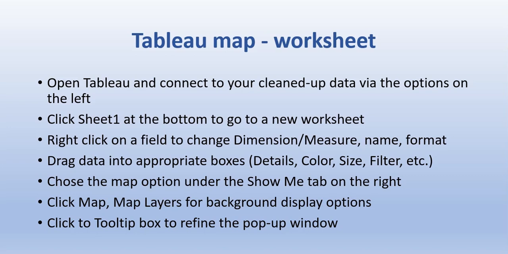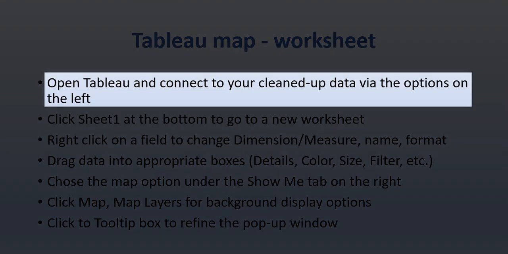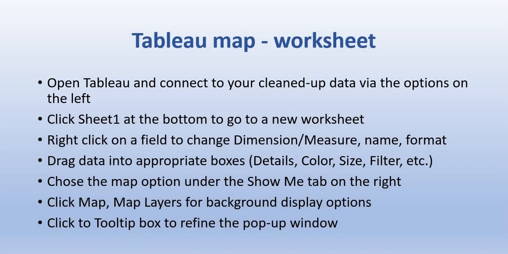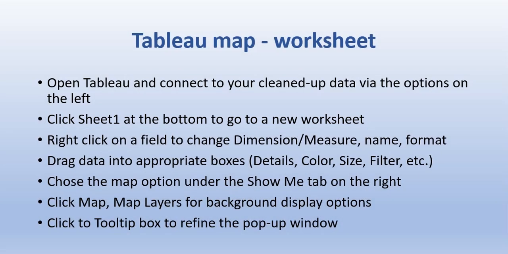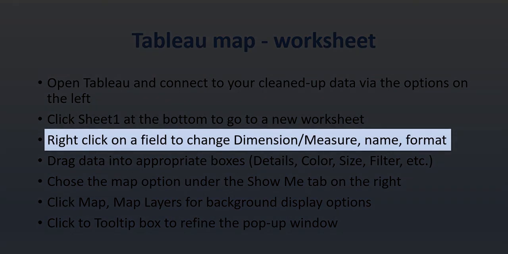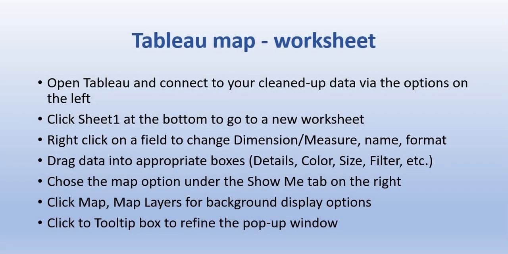So when you imported data, you looked at the data and then you created a new worksheet in Tableau. Right? First you connected and made sure, I should say, that your data is cleaned up before you actually import it. That's important because you can't do too much data cleaning in Tableau itself. Then you would click the sheet number 1 at the bottom and go to a new worksheet. And that's obviously the blank platform where you create your map. And remember, you can right click on a field to the left to change the dimensions or measures. You can change the name, you can change the format, you can change the number type like currency or percentage.